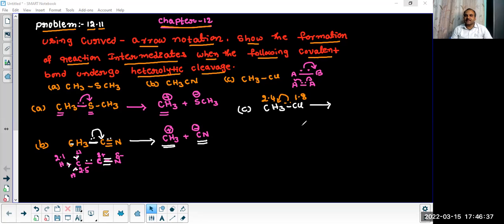So the intermediates are CH3 negatively charged and copper plus. You are getting the nucleophile. So that is the nucleus-loving group. CH3 negative charge, the nucleophile, is the intermediate. Here the carbon exhibits the negative charge.